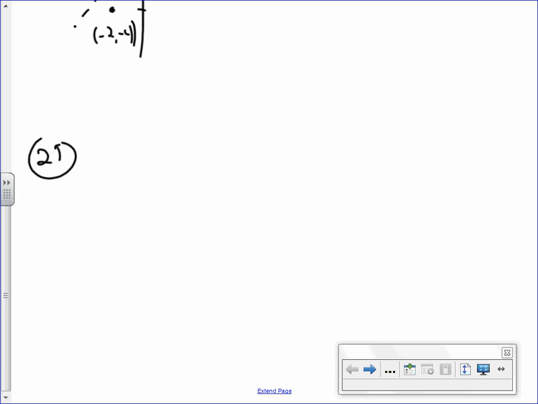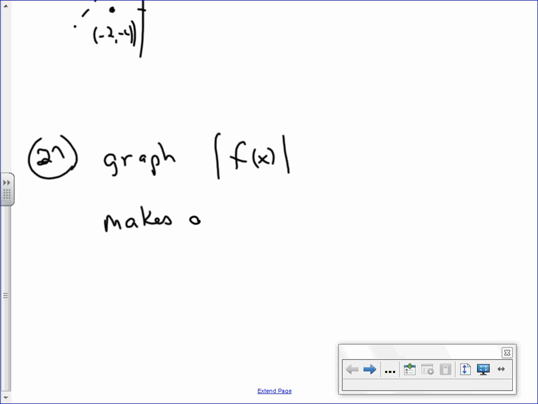And it talks to you about doing the graph of the absolute value of a function. And this sounds awfully scary, but it's really, really not that bad. All that it really does is it makes all negative y values positive. That's all it does. It just takes those negative y values and turns them into positive numbers.